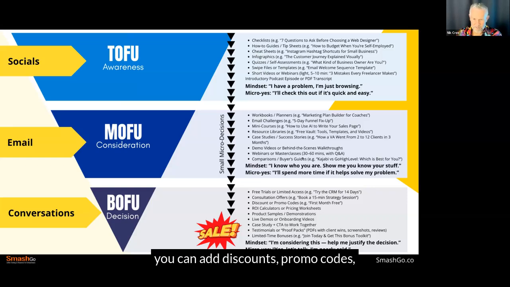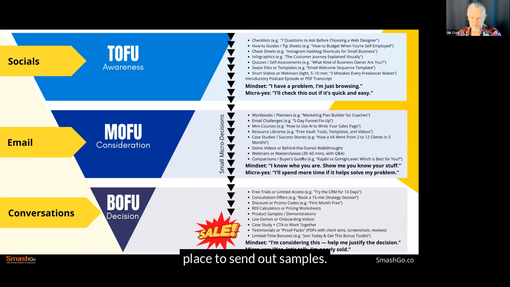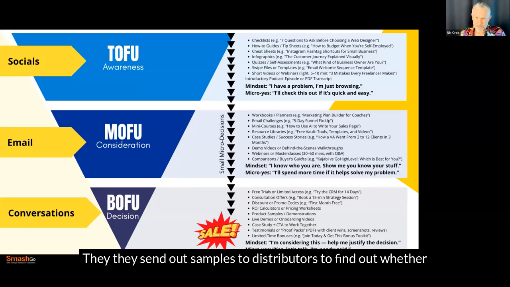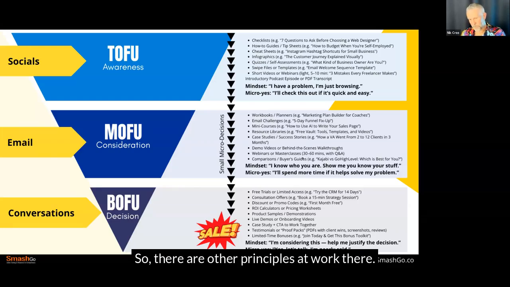You can have discounts, promo codes, samples, product samples. So if you're in the product business, this is a great place to send out samples. We've got a client that has food-based products. They send out samples to the distributors to find out whether they like them, and then they make their sales from there. So there are other principles that work there.